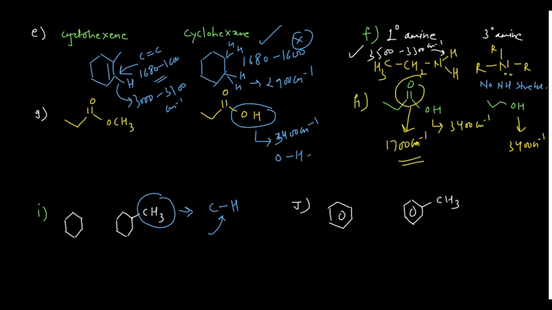And a few minutes back, I already told you this bending would occur somewhere around 1385 to 1365 centimeter inverse. This kind of band, which is the characteristic feature of the methyl group but not for the methylene group, would be absent in that case because it is having only the methylene group, not the methyl group. So in this way, you can differentiate between these two, right?